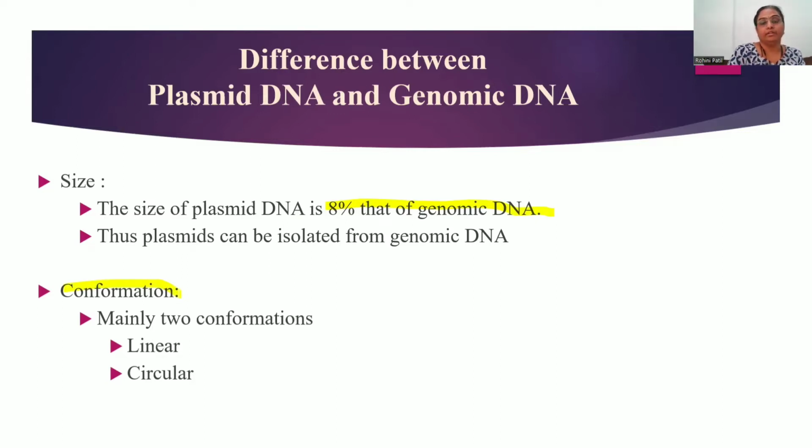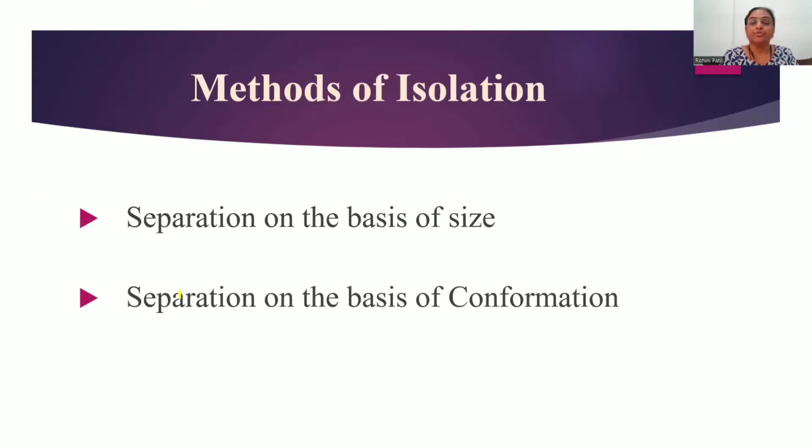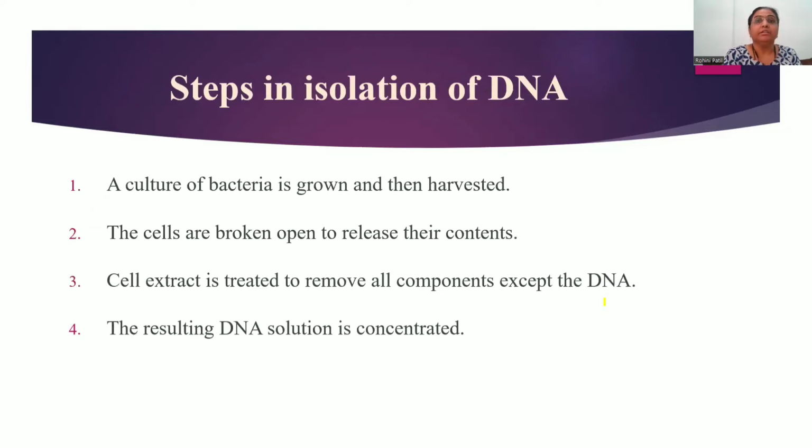Now, as we know the differences between the plasmid DNA and the genomic DNA, there are two methods for the isolation of the plasmid: separation on the basis of size and separation of the plasmid on the basis of conformation. Though these are the two methods, the steps in the isolation of the plasmid DNA are similar.